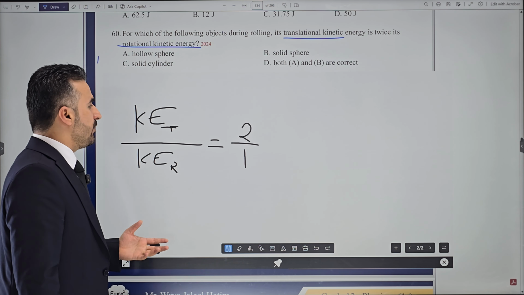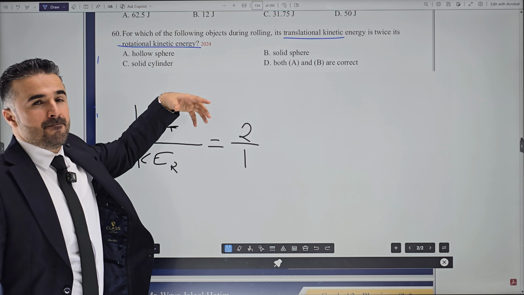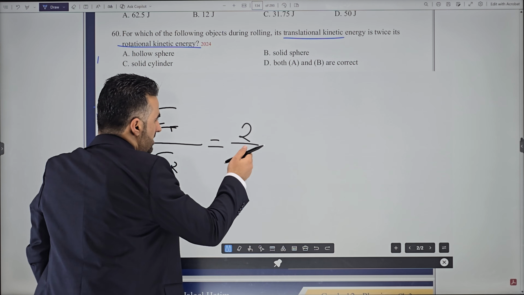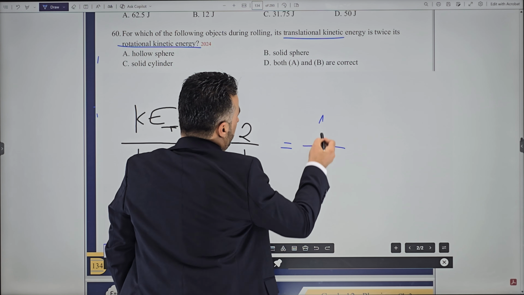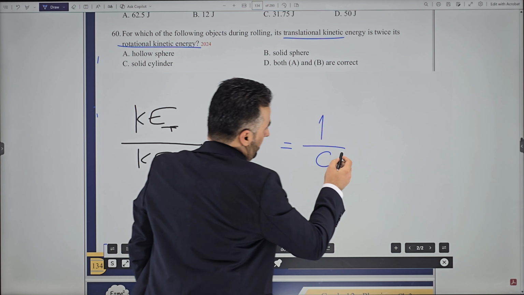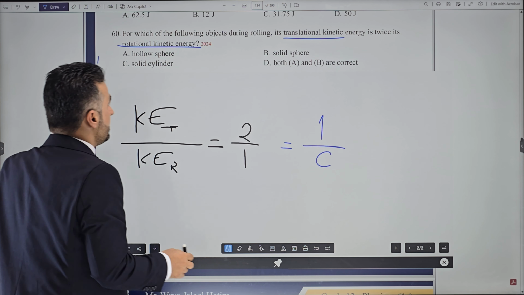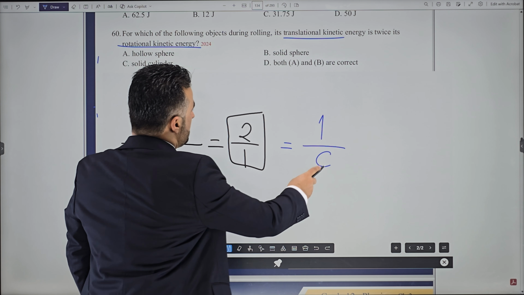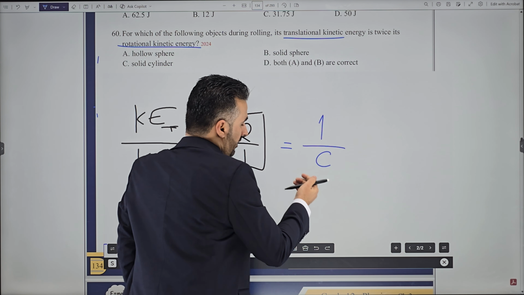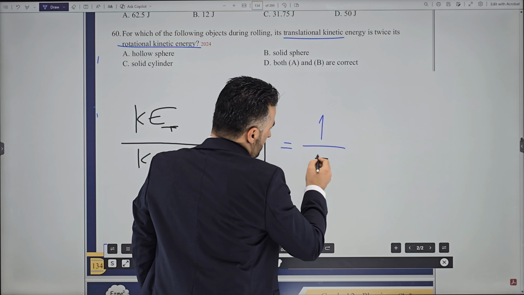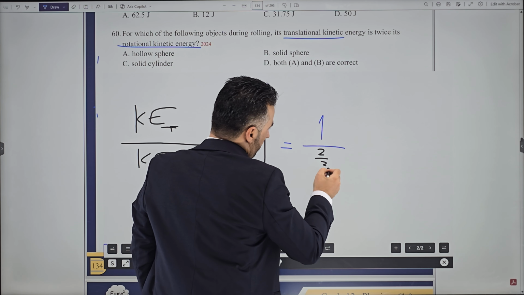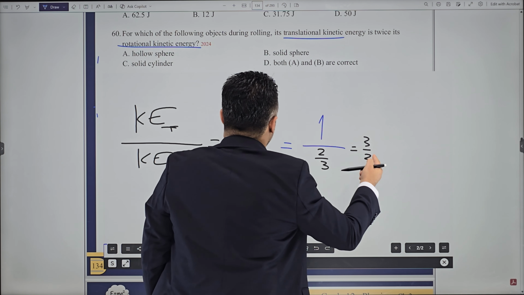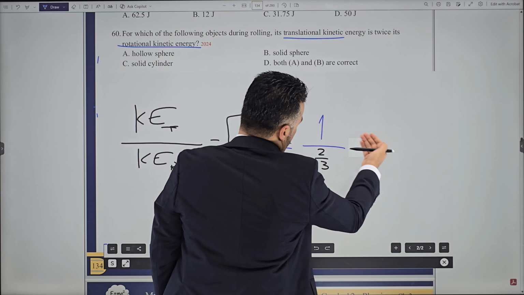So what do we have to do at this point? You'll have to try each one of these shapes just to see which one of them is this. But we've learned that for translational, we're just going to write 1, right? For rotation, we're just going to write C instead. So now let's try each one of these shapes and see which one of them is equal to 2/1. A hollow sphere here. What is the moment of inertia for a hollow sphere? We know that for a hollow sphere, it is 2/3. So if you simplify this one, this 3 goes up, it would be 3/2. That is not 2/1, so it is not the first one here.